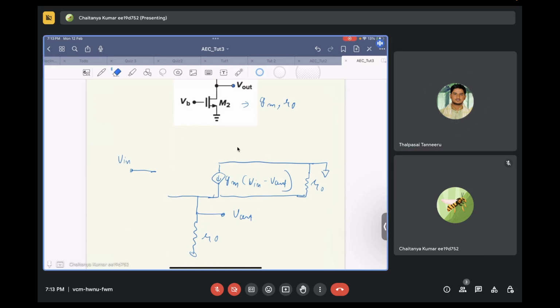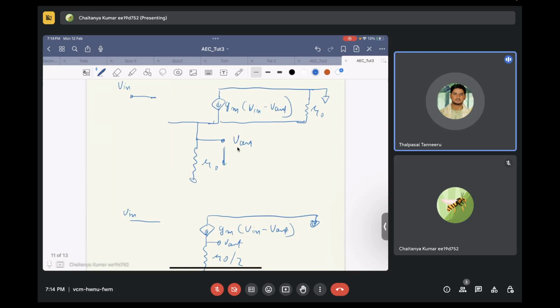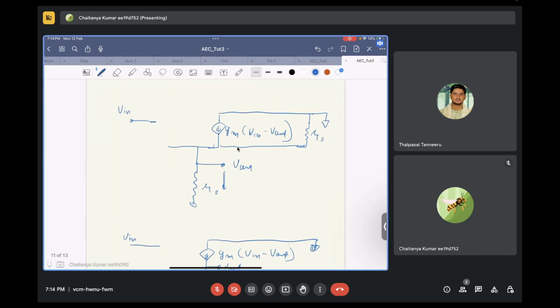Is there any controlling terminal for M2? You tell me this. Controlling terminal M2 is nothing but V out only, no, sir. So there is some amount of V out that is increasing over here, some amount of current that is increasing over here. What will this increasing current do? Increasing current is there, then there will be decrement current.